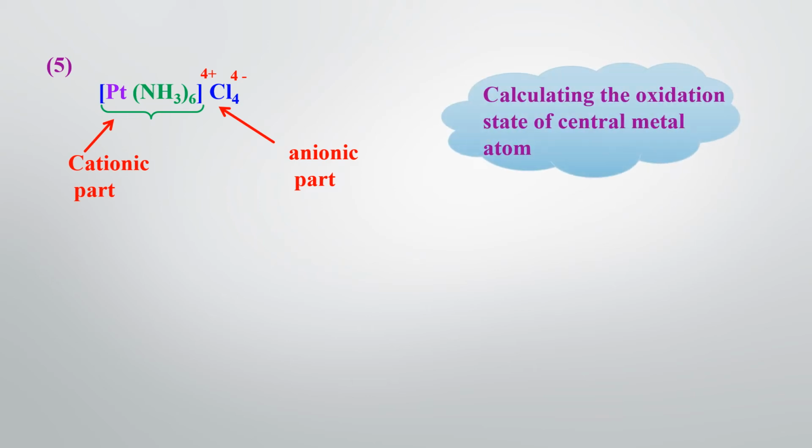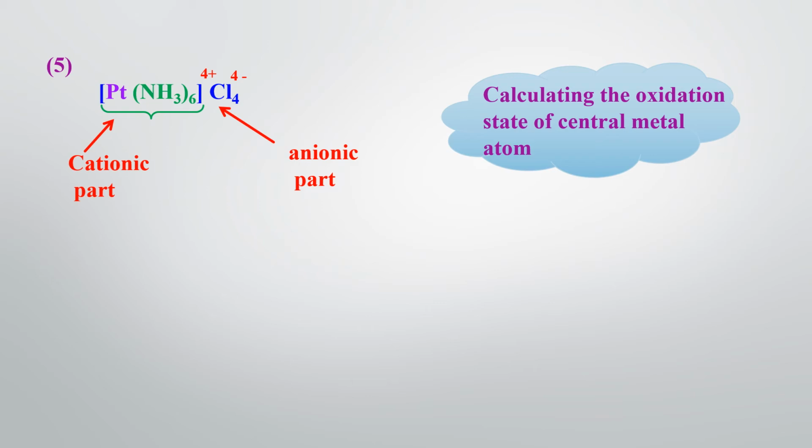Go for the next one. Now see, the counter ions are present at the right side. If the counter ions are present at the right side, those are negative ions. When negative ions are present as counter ions, they are considered as the anionic part. Now the coordination sphere itself is considered as the cationic part. See, this is the cationic part and this is the anionic part. Now first we are naming the coordination complex.